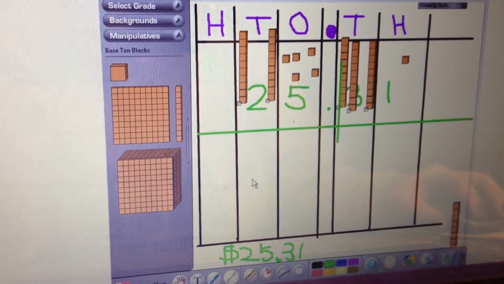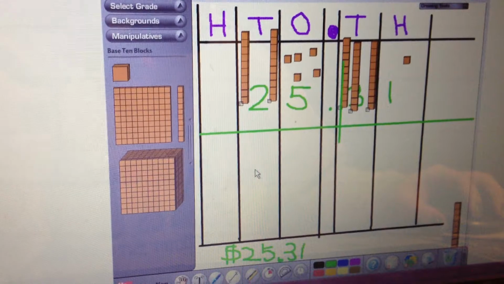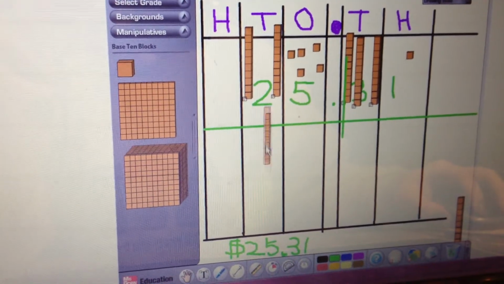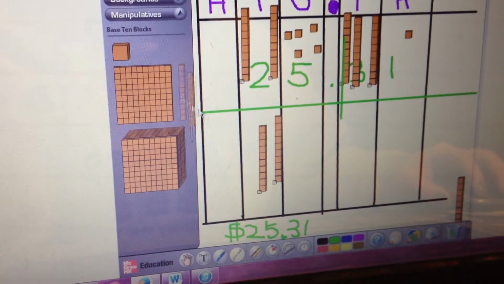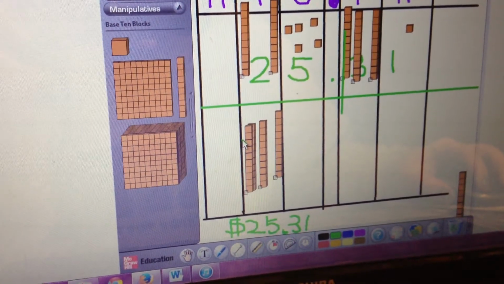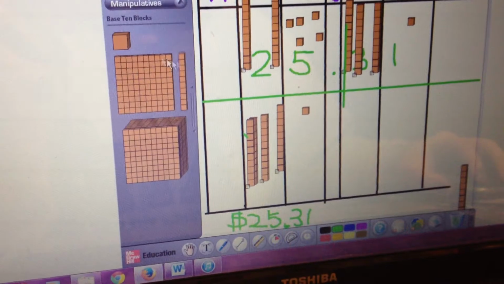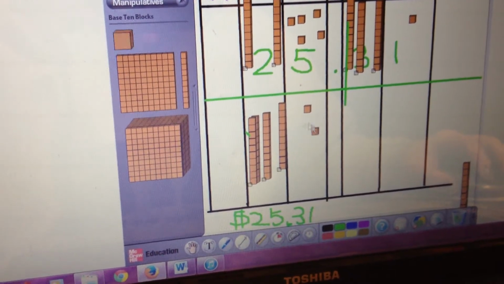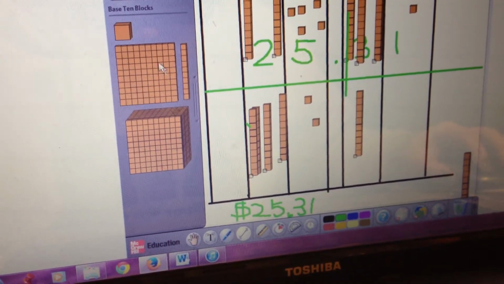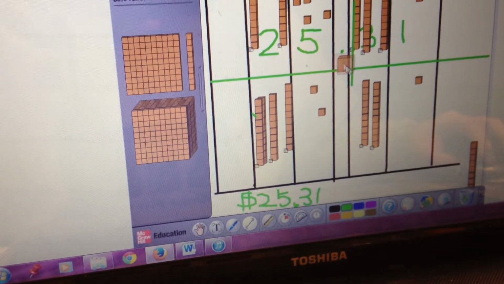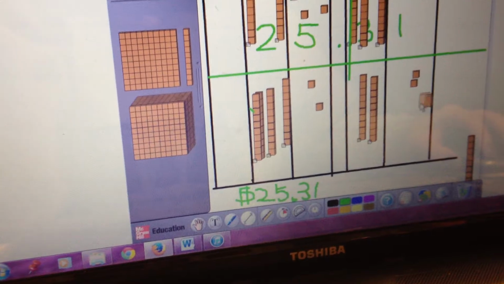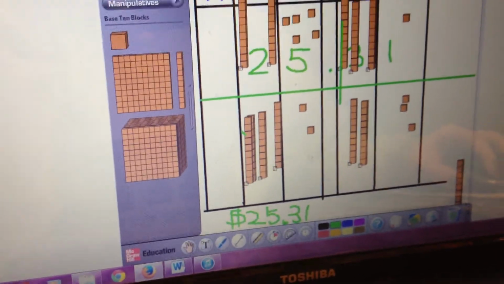And students can also compare decimals. So if I had another number down here, say 42, 0.23. Students can begin to compare by adding them up right here.